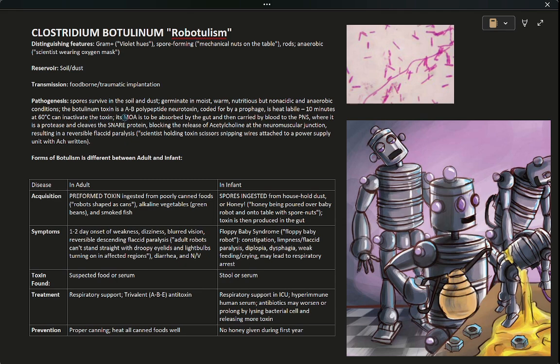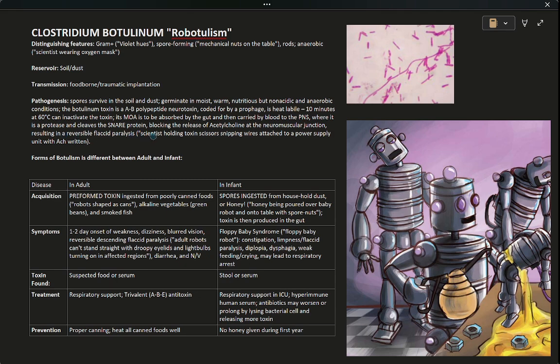Its mechanism of action involves being absorbed by the gut and then carried by the blood into the peripheral nervous system, where it is a protease and ultimately cleaves the SNARE protein. By cleaving the SNARE protein, the toxin will block the release of acetylcholine at the neuromuscular junction. This will result in a reversible flaccid paralysis.